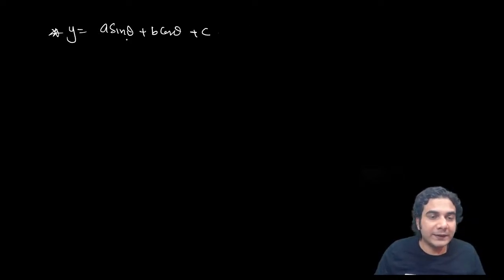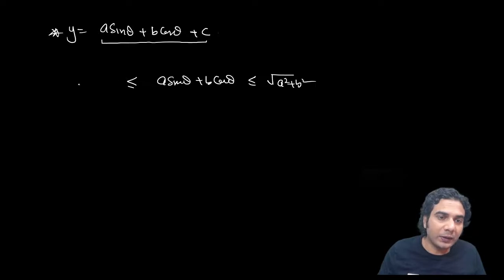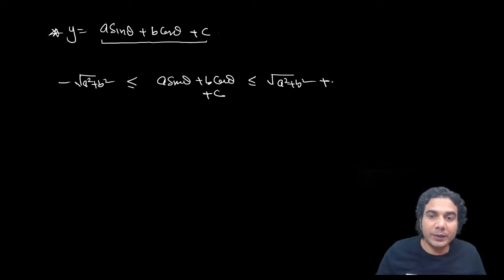Now another trigonometric expression is very important. This is a sin theta plus b cos theta plus c. Remember that? How to find the range of this expression? If you remember, a sin theta plus b cos theta is always less than or equal to the square root of a square plus b square, and greater than or equal to minus the square root of a square plus b square. Whenever you have trigonometric expressions, we use these two inequalities for the range.